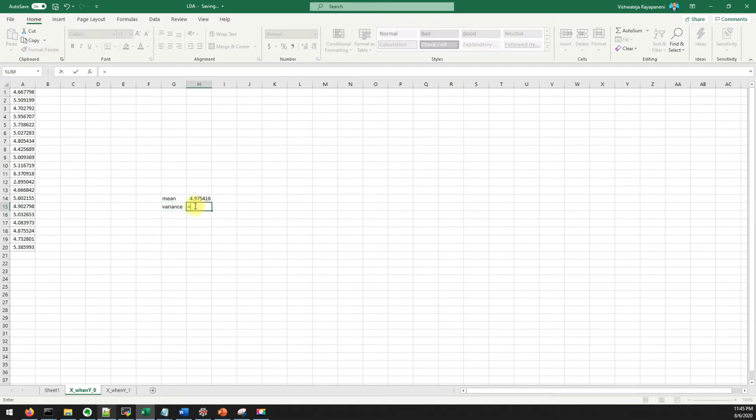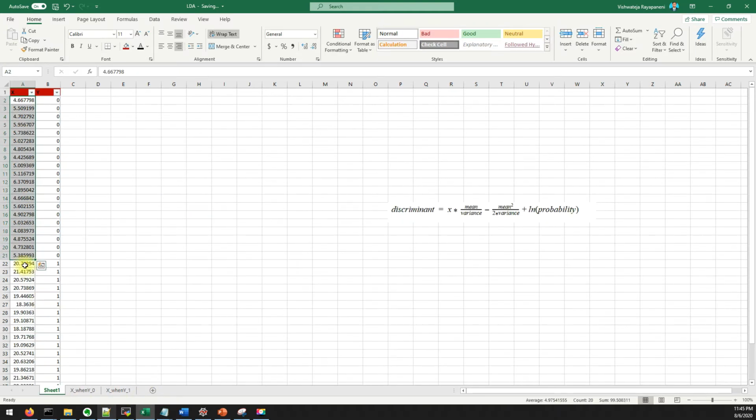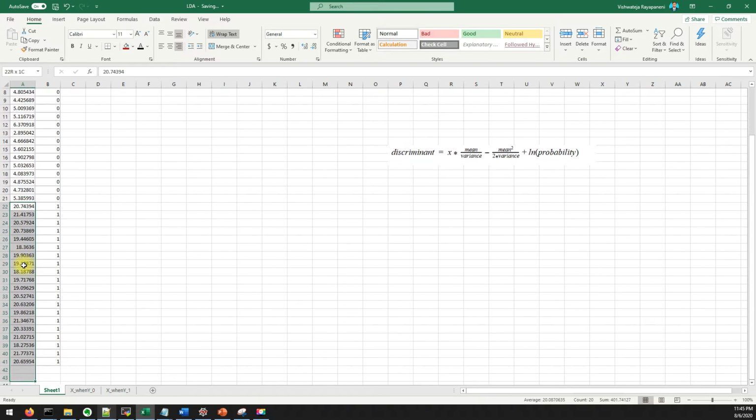The variance for a sample. Similarly, I need to find the mean and variance of x when y equals 1.